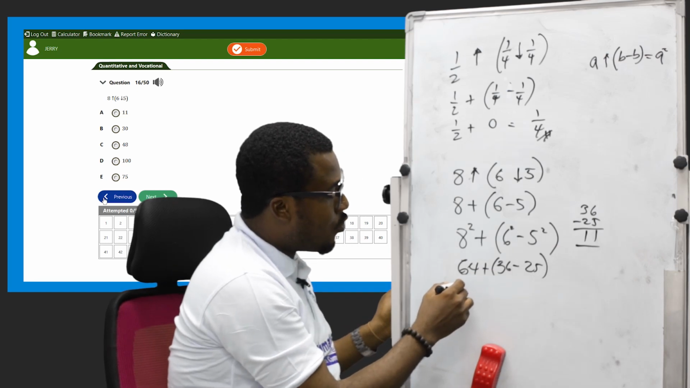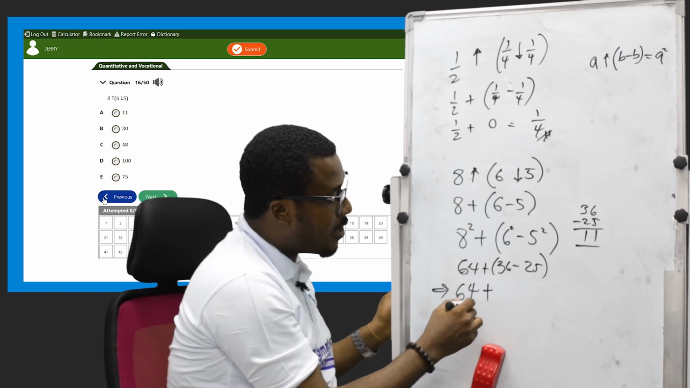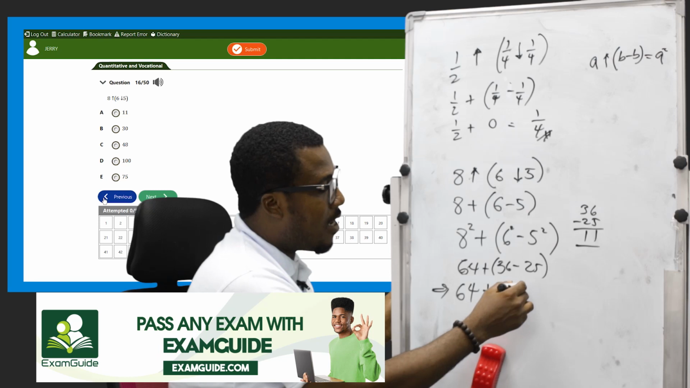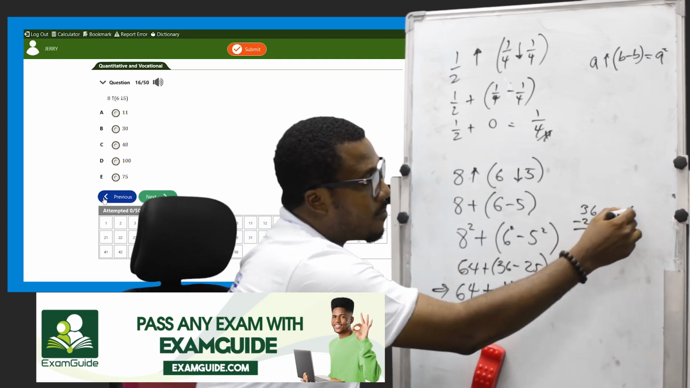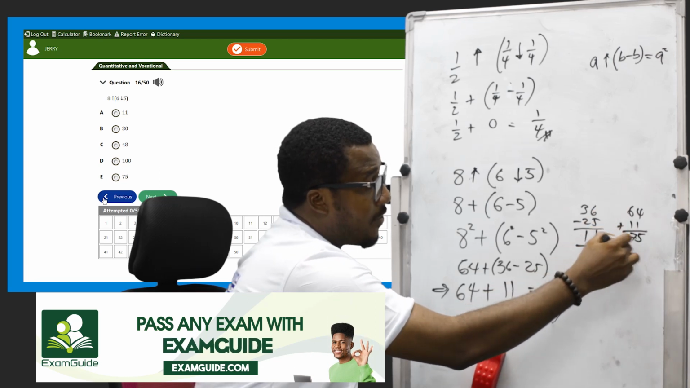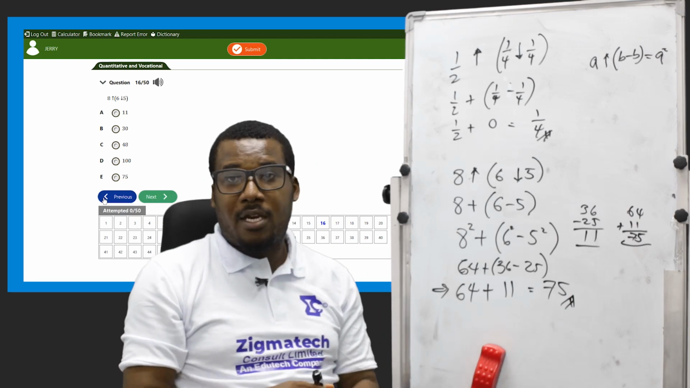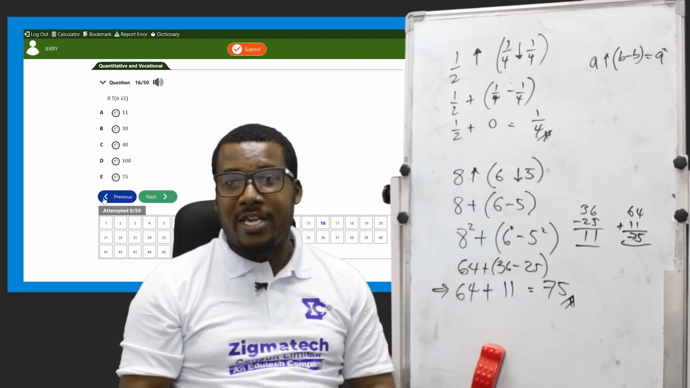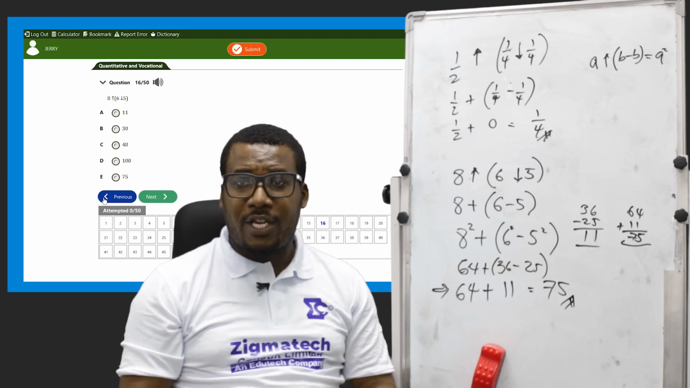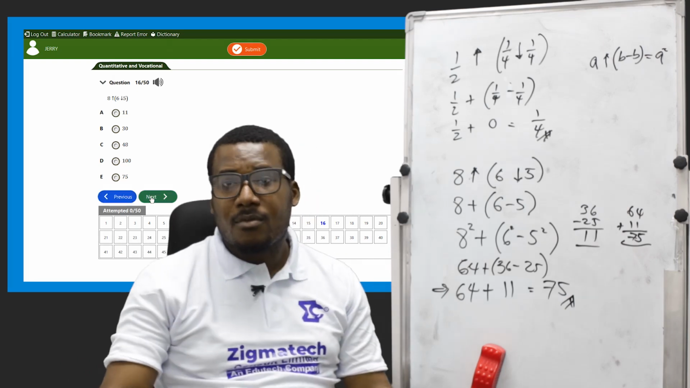Thus, the representation will become 64 plus your brackets. What you got for your brackets was 11. And if you add 64 plus 11, you have 5 and you have 7. Your final answer is 75. Meaning, your answer for that particular year, question number 16, is E, which is 75.